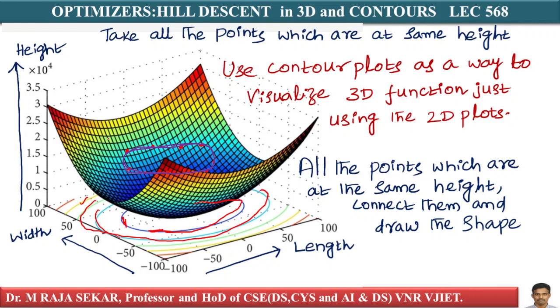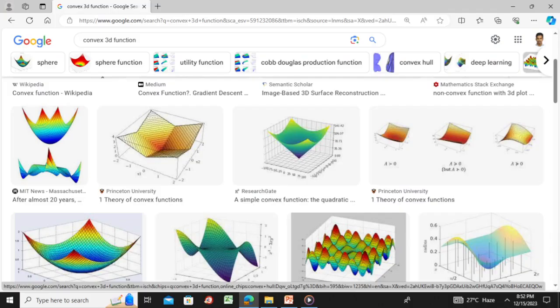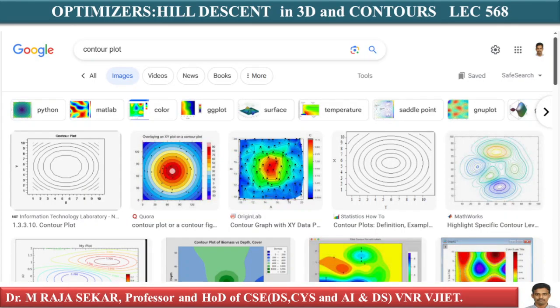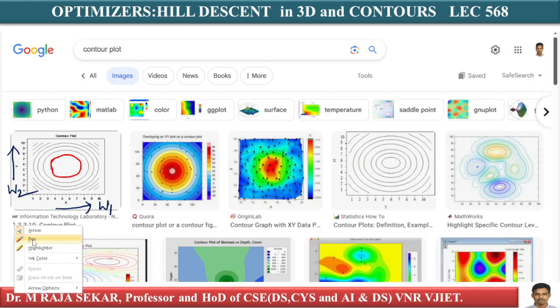another contour plot. I just Googled for convex 3D functions. Let me say this is a convex 3D function. Now I am looking at the 3D function in 2D. Just see, what does this circle say? This circle, this is my W1. Just see here, this is a circle, isn't it? Yes, this is my W1.